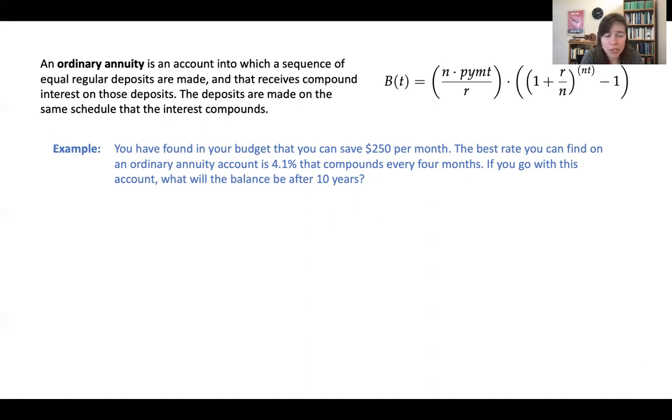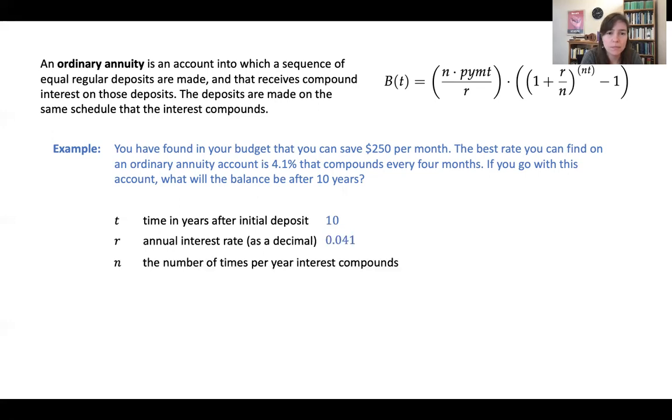Our first job when doing any of these problems is to organize the information that you know. T, the time in years after the initial deposit: we want to know the balance after 10 years, so our T is 10. What's the annual interest rate as a decimal? It's this 4.1%, converted to a decimal, 0.041. Now N, the number of times per year that interest compounds.